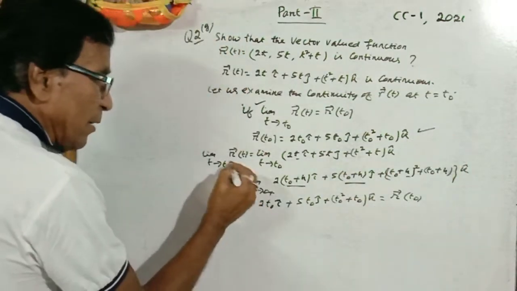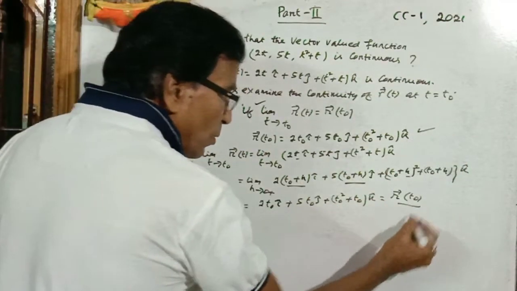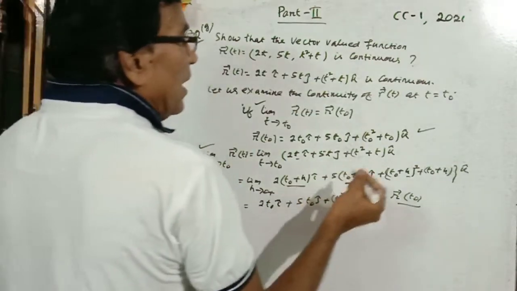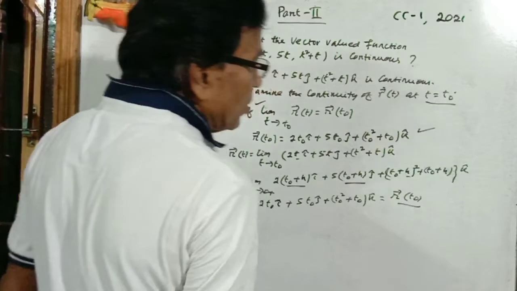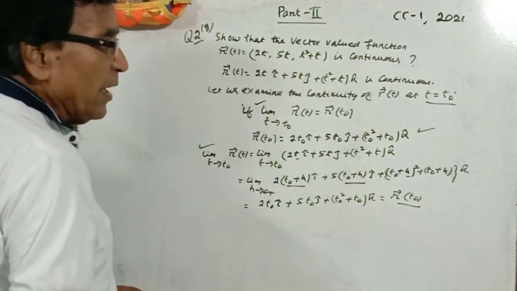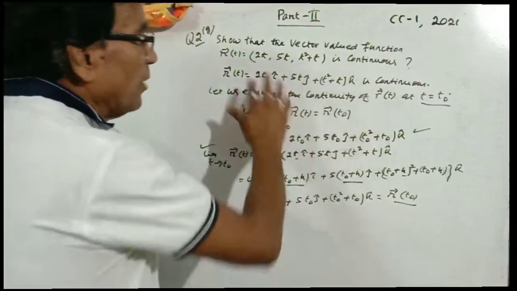So since the limiting value is equal to the functional value, hence this vector valued function is continuous at t is equal to t0. So in general, it is continuous for every real value of t. So it is always a continuous function.